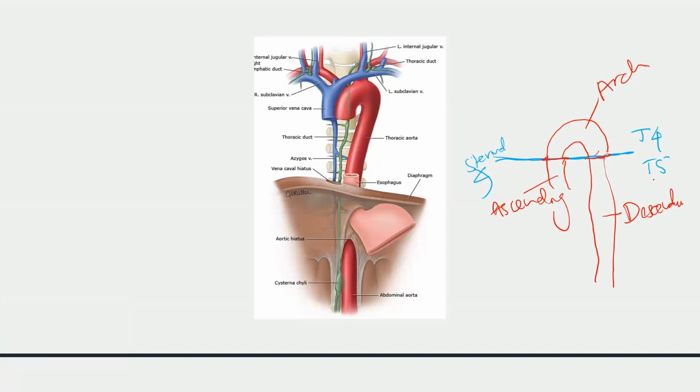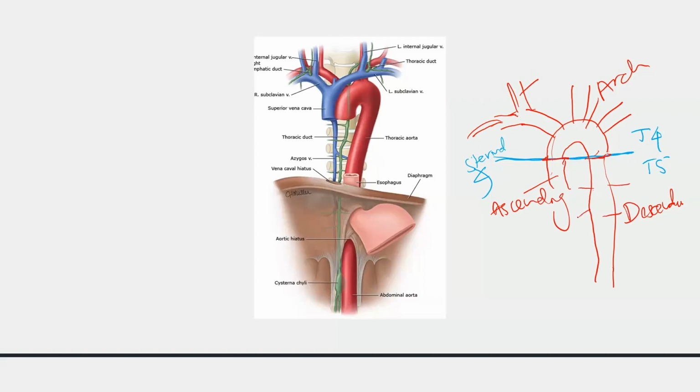So the arch of aorta has three main branches. You have the brachiocephalic trunk to the right side. Then you have the left common carotid and the left subclavian. The brachiocephalic trunk also divides into two branches, the right subclavian and the right common carotid arteries. Okay, so those are the main arteries.